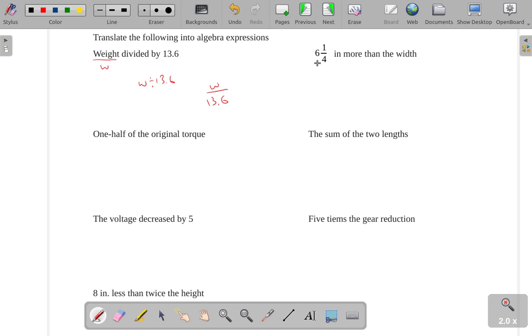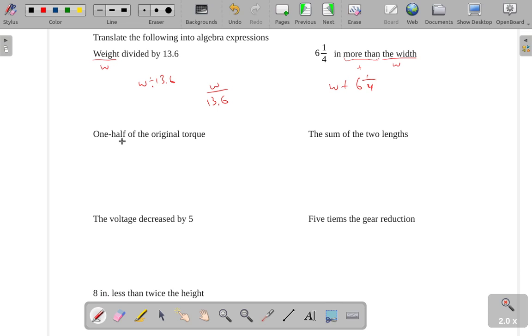Alright, 6 1/4 inches more than the width. Well, the width is a number, so I'm going to go ahead and call it W for the width. And if you're talking about 6 1/4 inches more than something, this "more than" indicates that you're dealing with addition. So we're going to say W plus 6 1/4. I'm not crazy about the fact that this number is written as a mixed number, but I'm going to go ahead and leave it anyway, just to not overcomplicate things here.